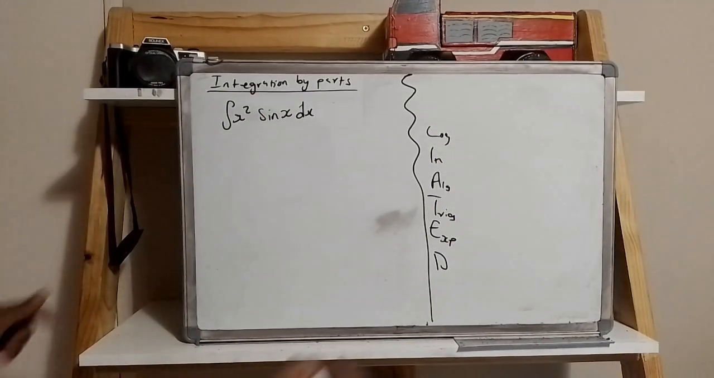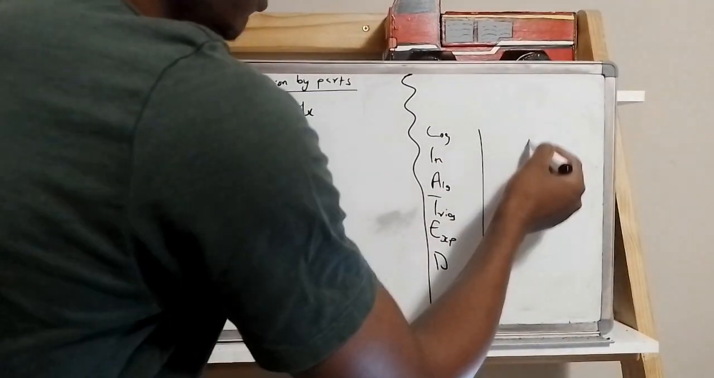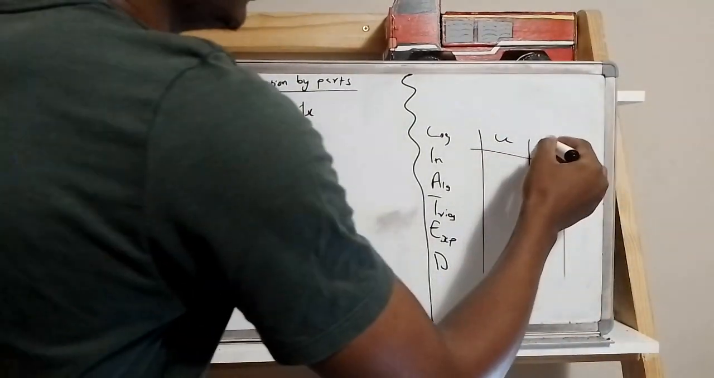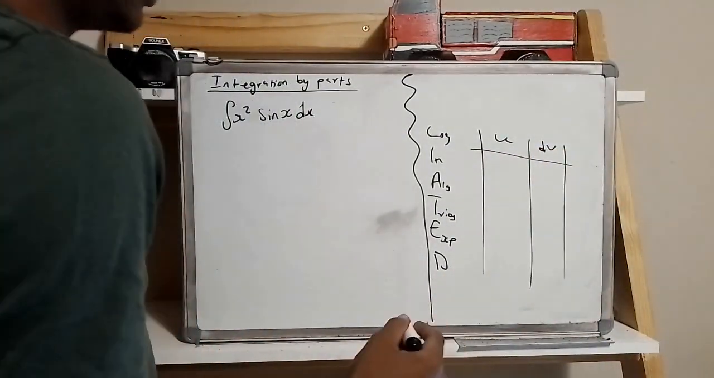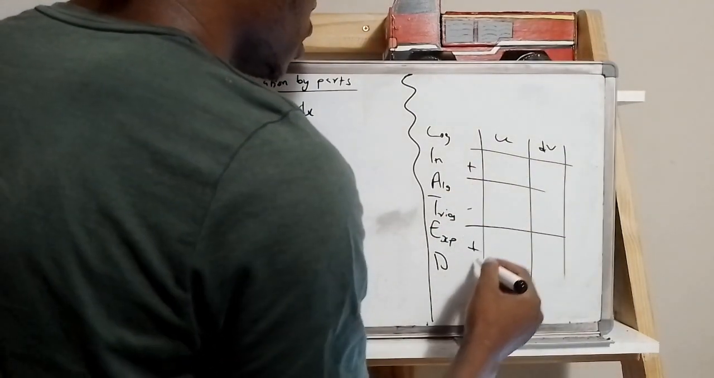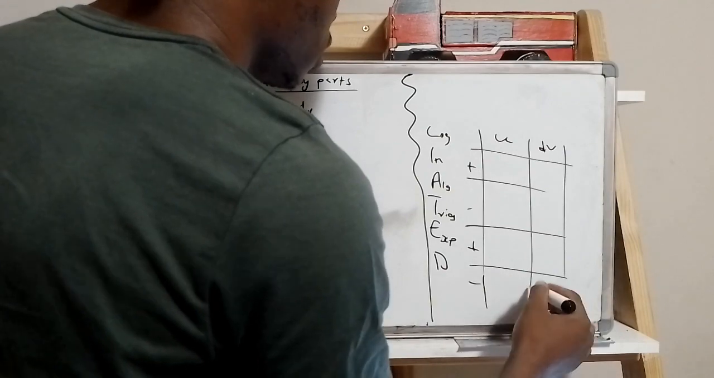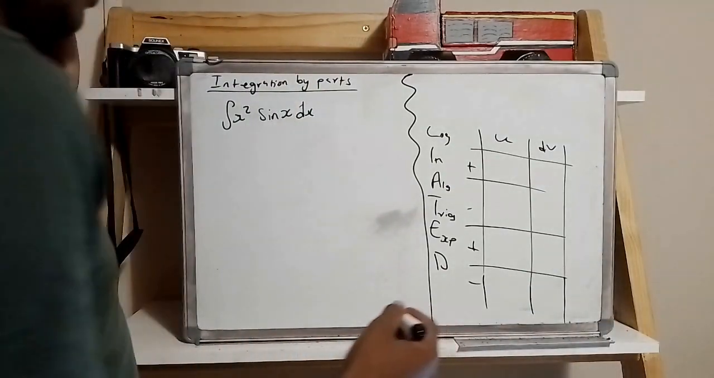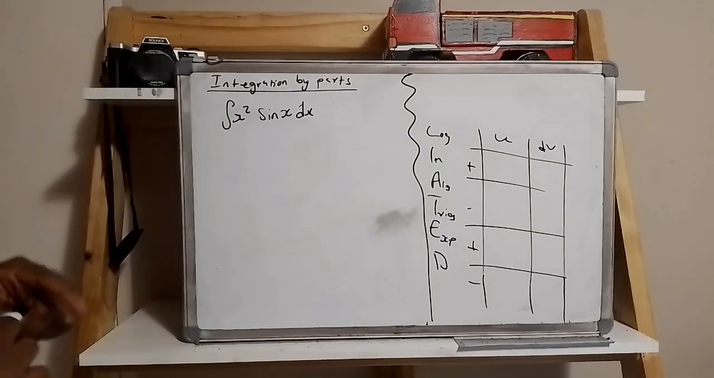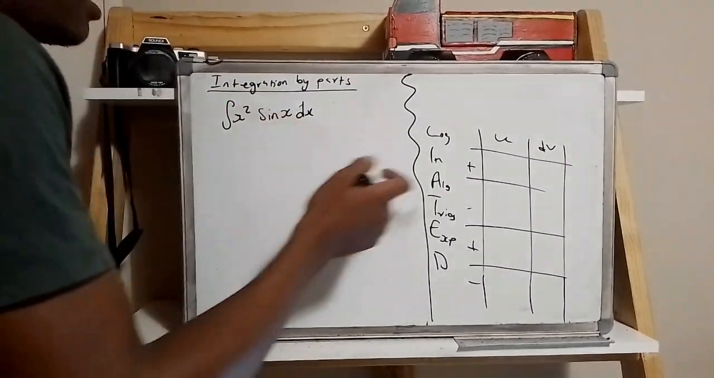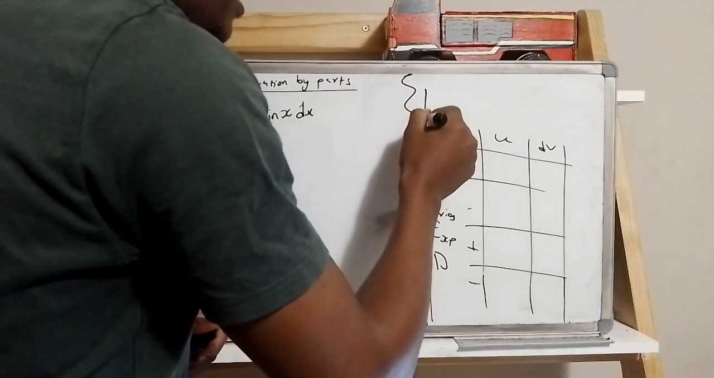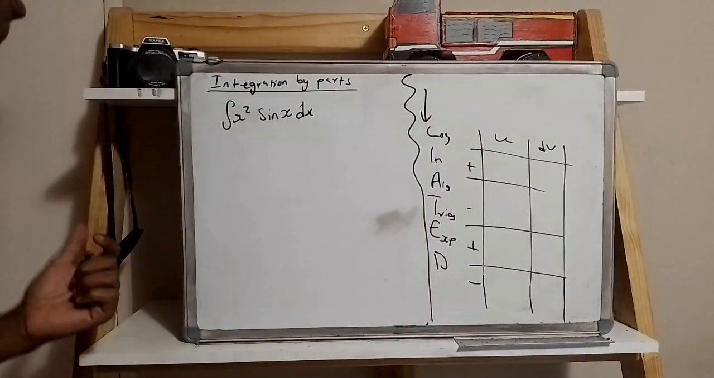Then after doing that, we draw a simple table like that. This side we will differentiate, this side we integrate. Then plus, minus. Now, the one that comes first between x squared and sine x, when you use the DETAIL method, will be differentiated. Then the other one will be integrated.